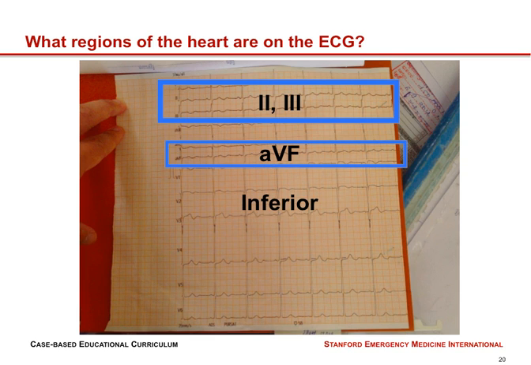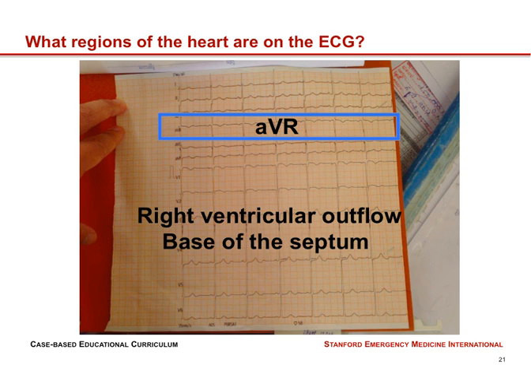II, III, and AVF are associated with the inferior portions of the heart, typically associated with the right side of the heart. And AVR is associated with the region of the right ventricle through which outflow occurs, and also to some extent the base of the septum.